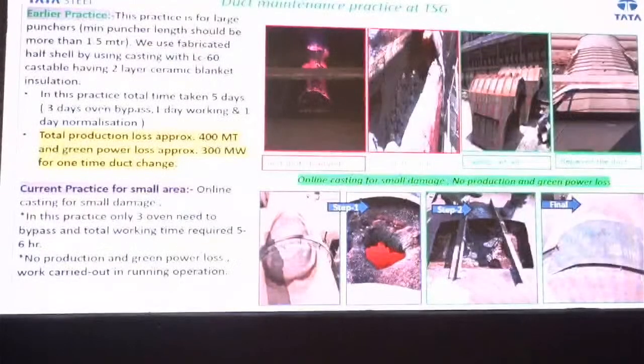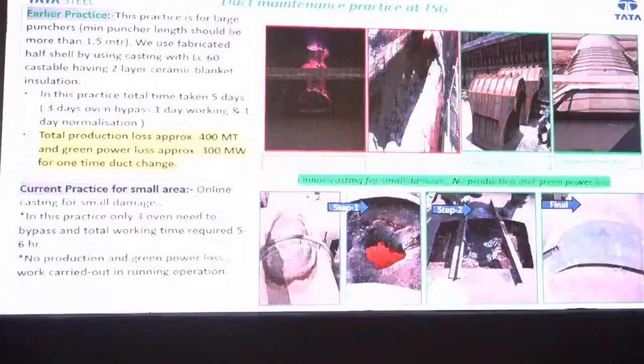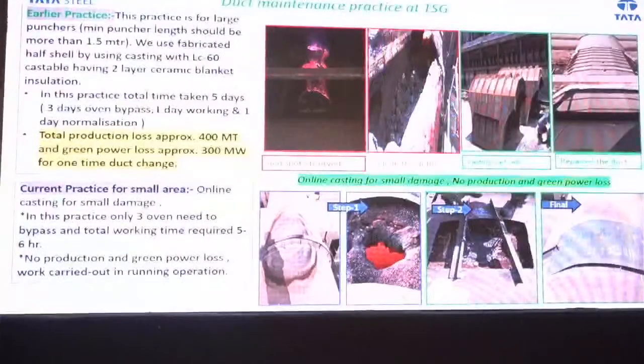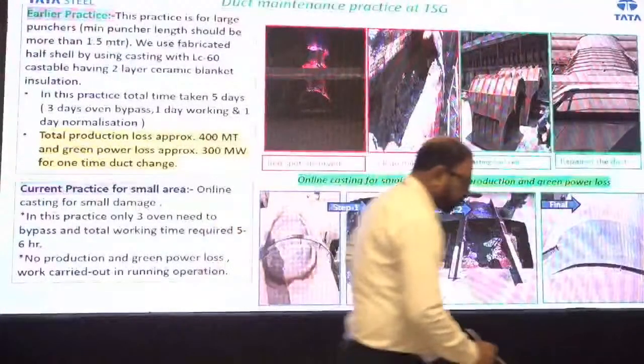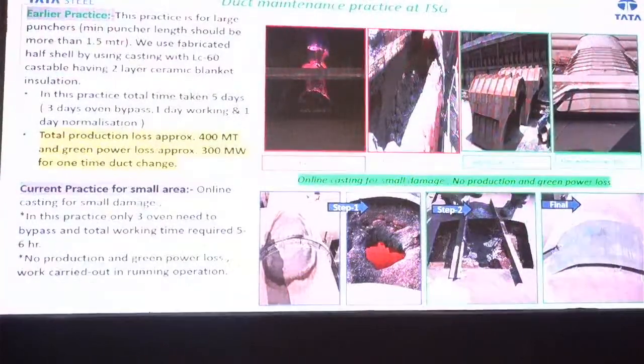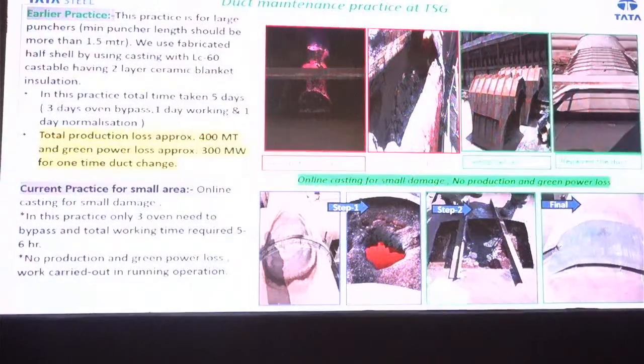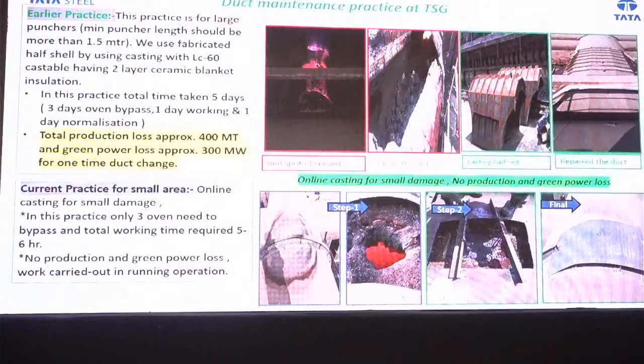And there is a duct repairing procedure. There are two procedures we follow for the small radar spot and the big radar spot. For the small radar spot, when we find it in the flow duct, it is repaired locally. From the top, we fill up the gap with castable and cover the top. And if it is big, its life is 5 to 6 years, and total development is done.